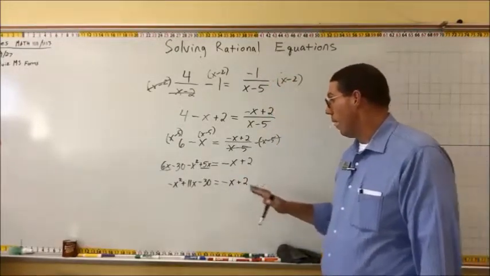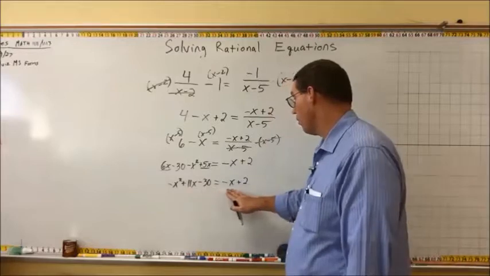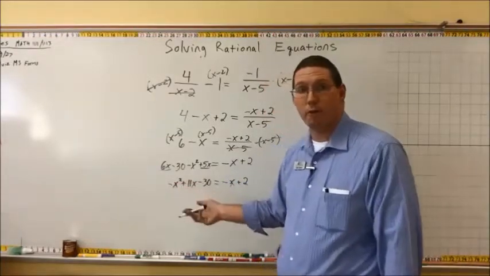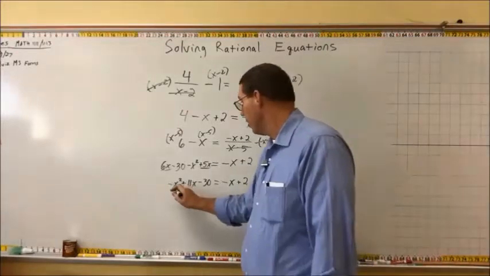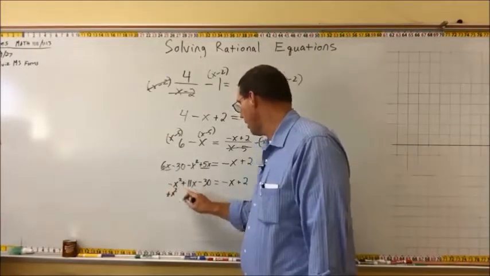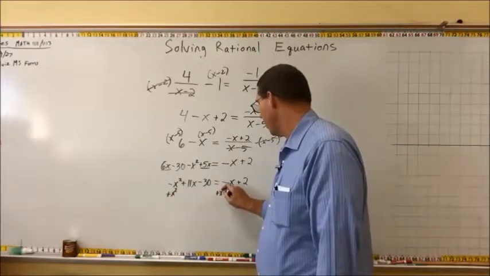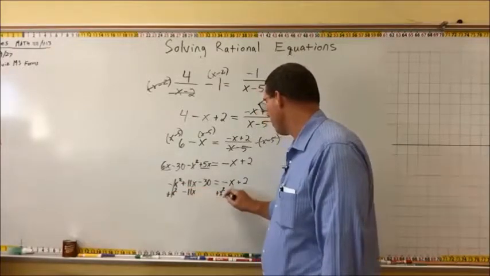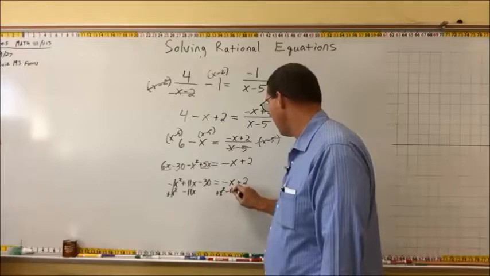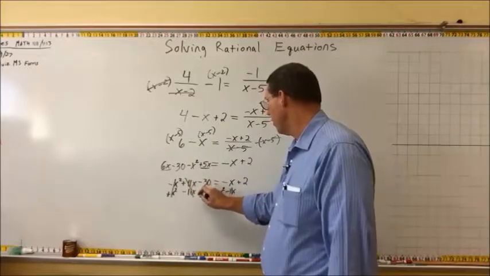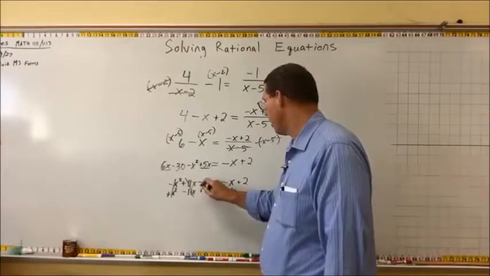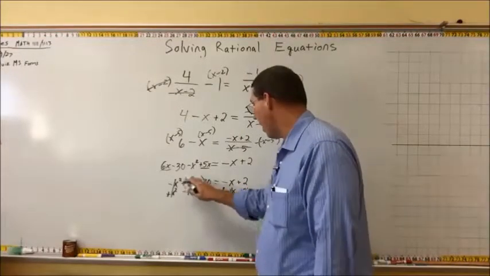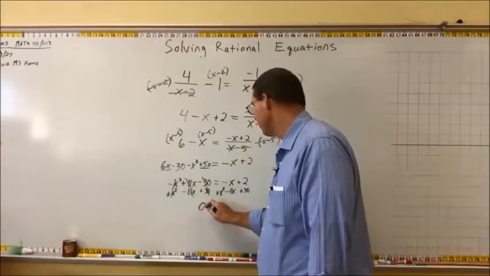Now, I want to move everything from here over to here, and the reason is because this is a negative x squared, and I would prefer a positive x squared. So I'm going to add x squared to both sides. That's going to cancel here. Then I'm going to subtract 11x from both sides. That's going to cancel here. Then I want to add 30 to both sides. That's going to cancel here. And now this side has zeroed out.